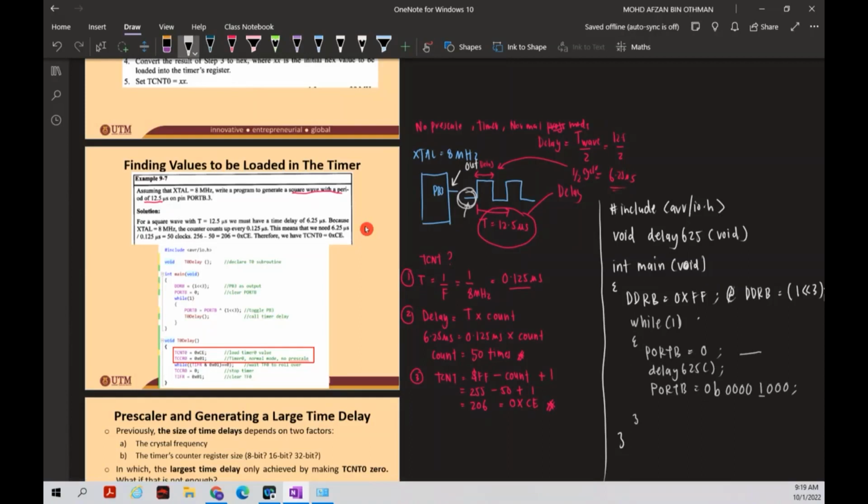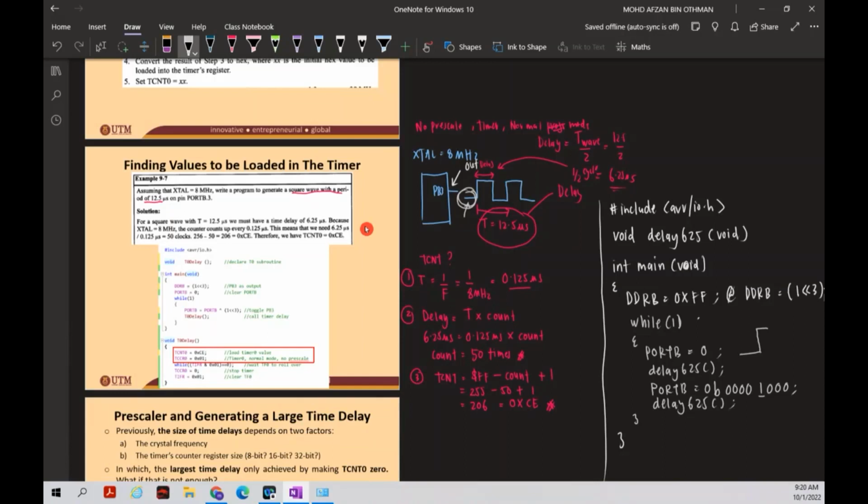So now what happened here? My square wave started with a logic 0. Now it becomes logic 1. So how many seconds am I going to produce this logic 1? Okay, which is 6.25 microseconds. So I call the same delay.